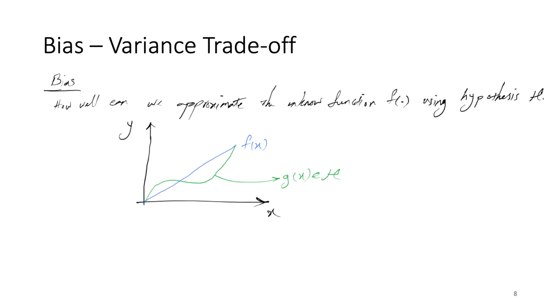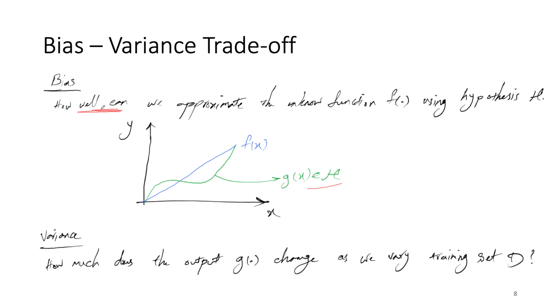So let's define bias and variance. These two parameters give us a trade-off. We define bias as how well we can approximate the unknown function f using hypothesis h, right? That was your unknown function f, and as an example, this is your hypothesis g, the candidate from your capital H, the set of hypotheses. You see, at some point it's tracking your unknown function fairly well. So using bias, we can say how well we can approximate this unknown function.